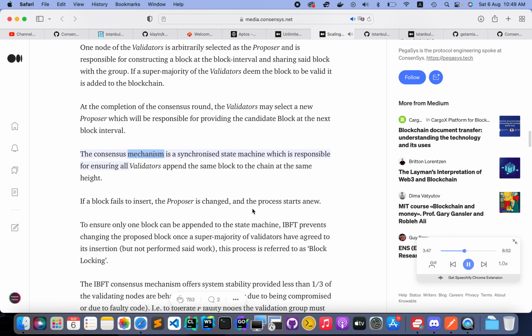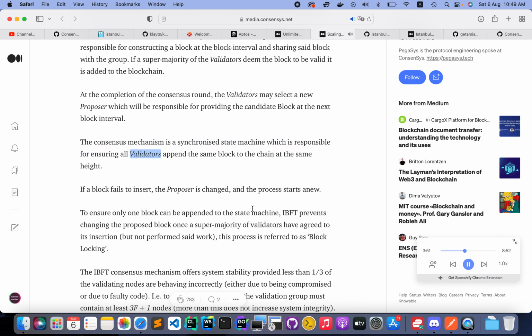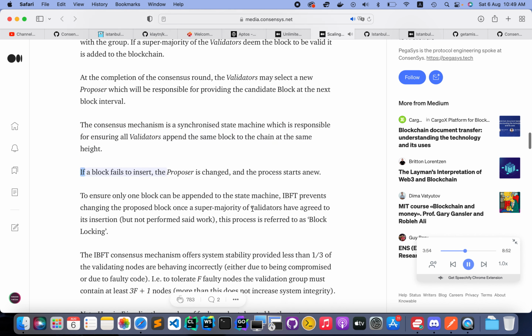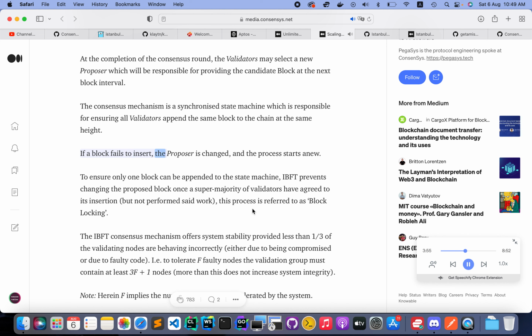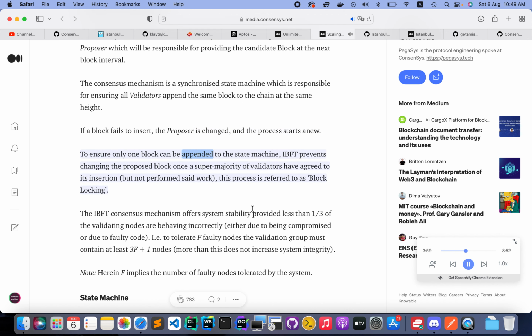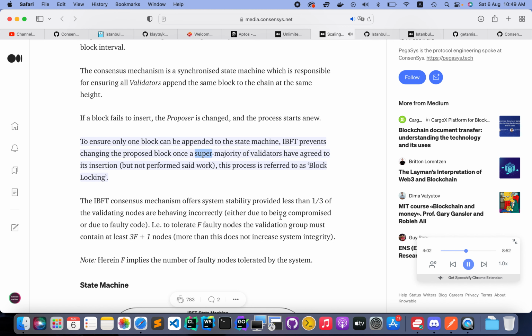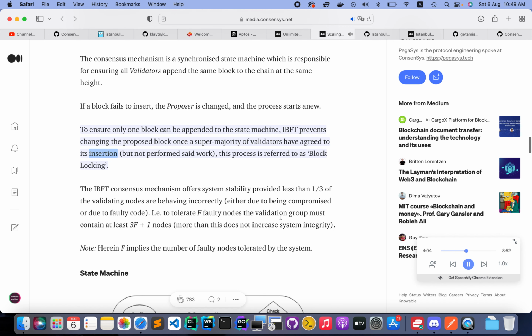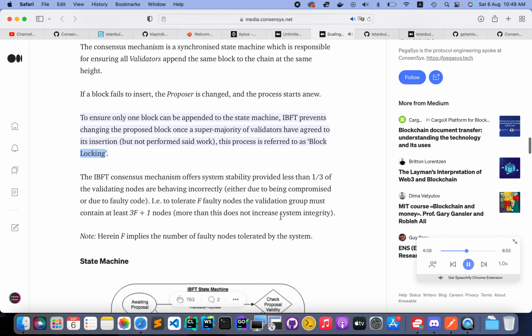The consensus mechanism is a synchronized state machine which is responsible for ensuring all validators append the same block to the chain at the same height. If a block fails to insert, the proposer is changed and the process starts anew. To ensure only one block can be appended to the state machine, IBFT prevents changing the proposed block once a supermajority of validators have agreed to its insertion, but not yet performed said work. This process is referred to as block locking.